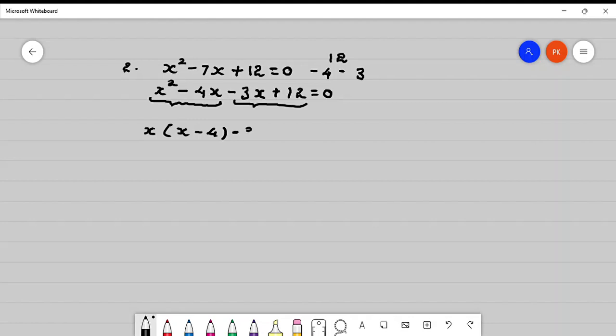So from 3x and 12 I can take 3 common. So here x will remain. Since I have taken the minus sign out, this plus will change to minus. 3 fours are 12. So one factor is x minus 4. The other factor is x minus 3. Now equate each factor to 0.